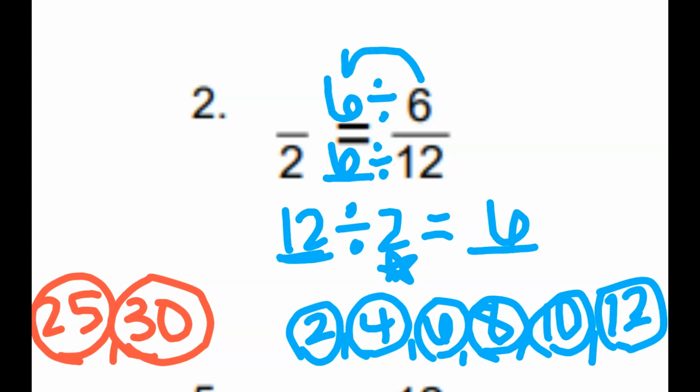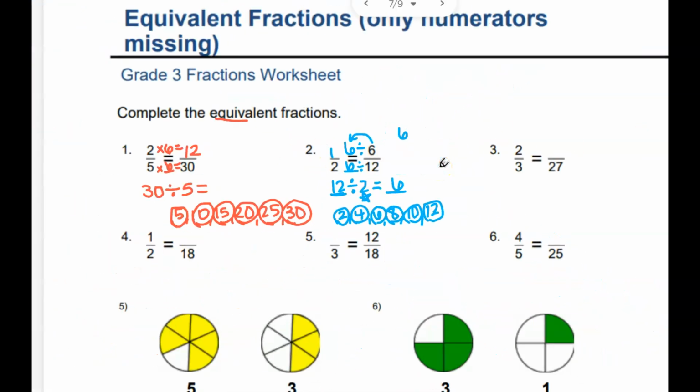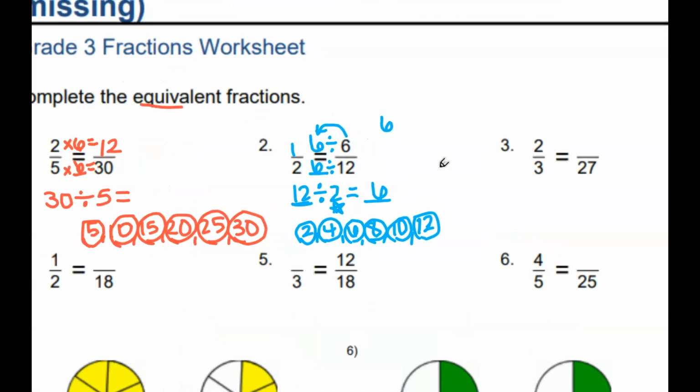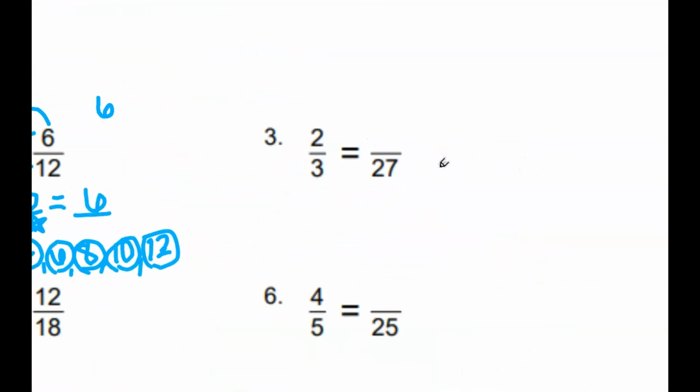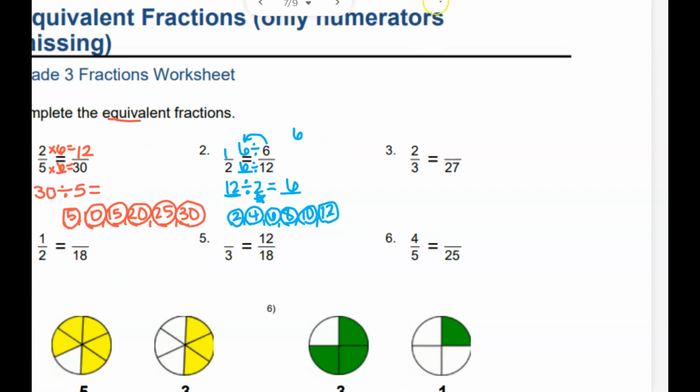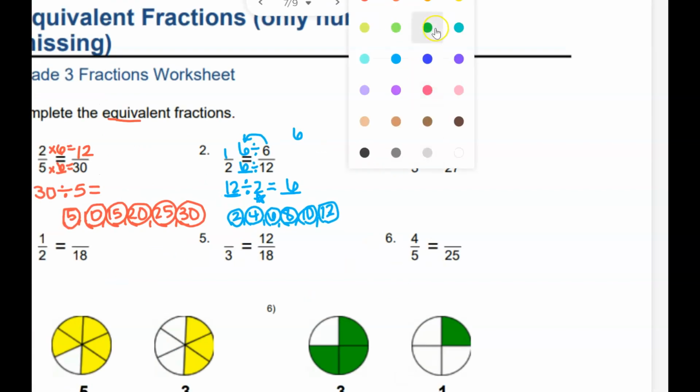So I'm going this way. What is 6 divided by 6? How many times do we need to count by 6 to get to 6? Oh, only one time. 1/2 is equivalent to 6/12. Pause the video or go back if you need more time to write that out. And we'll be on number 3.